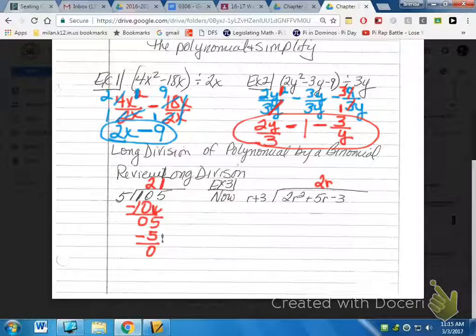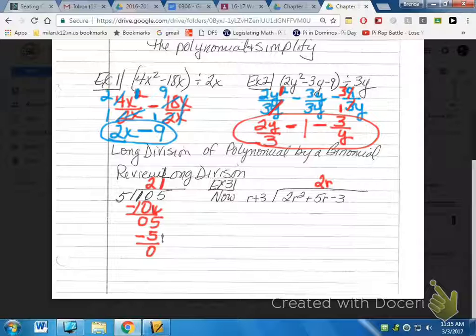Why wouldn't you go with 2r squared? You've got to equal 2r squared, and you're taking it times 1r. So you can't take 2r squared times r. You get 2r cubed. We want it to be exactly 2r squared. So 2r times r is going to give us 2r squared.